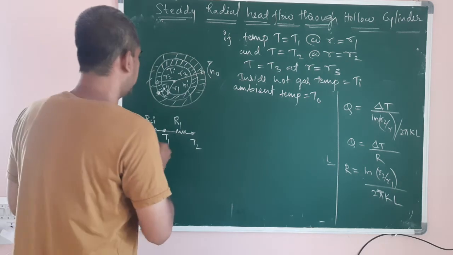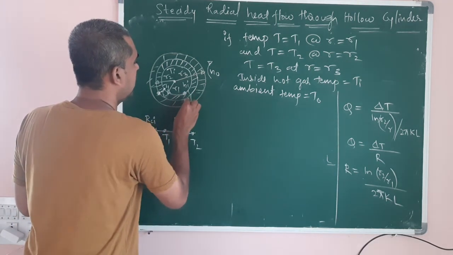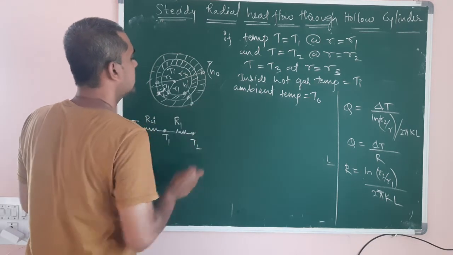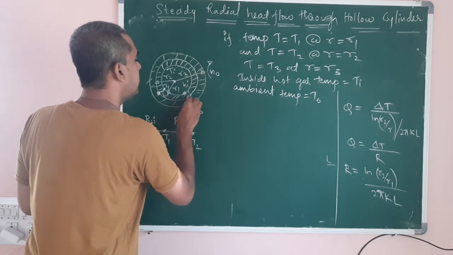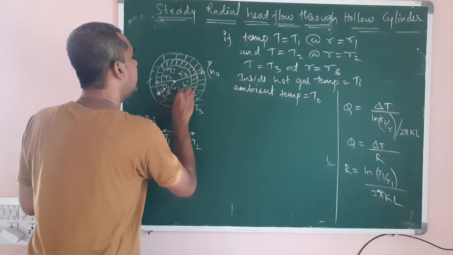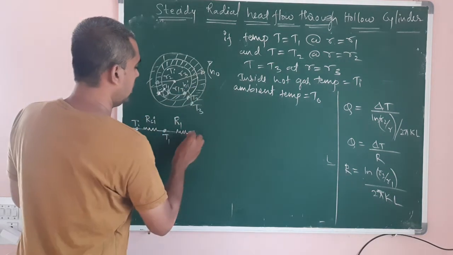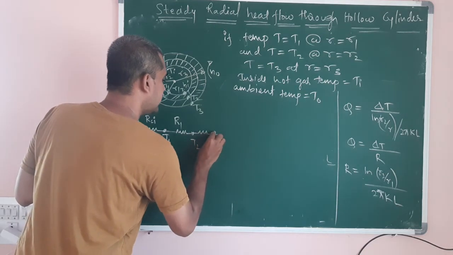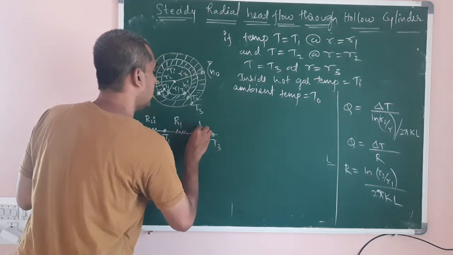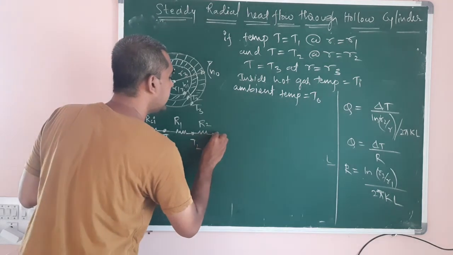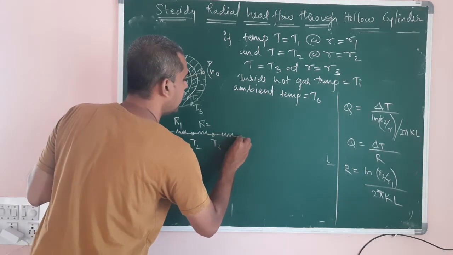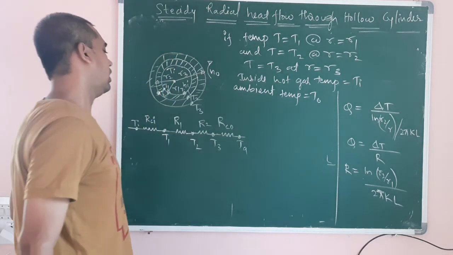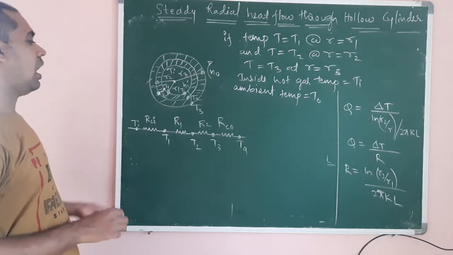Let the temperature at radius R1 be T1, the temperature at radius R2 be T2, and the temperature at radius R3 be T3. Then from T2 to T3 again there is conduction heat transfer. I will call it R2. From T3 to T ambient there is convection heat transfer, RC0. How to calculate R1?